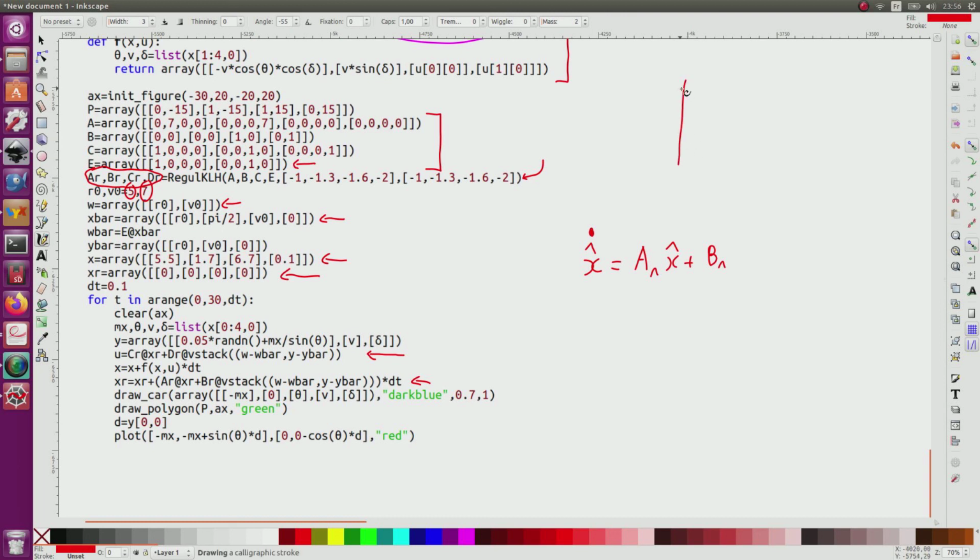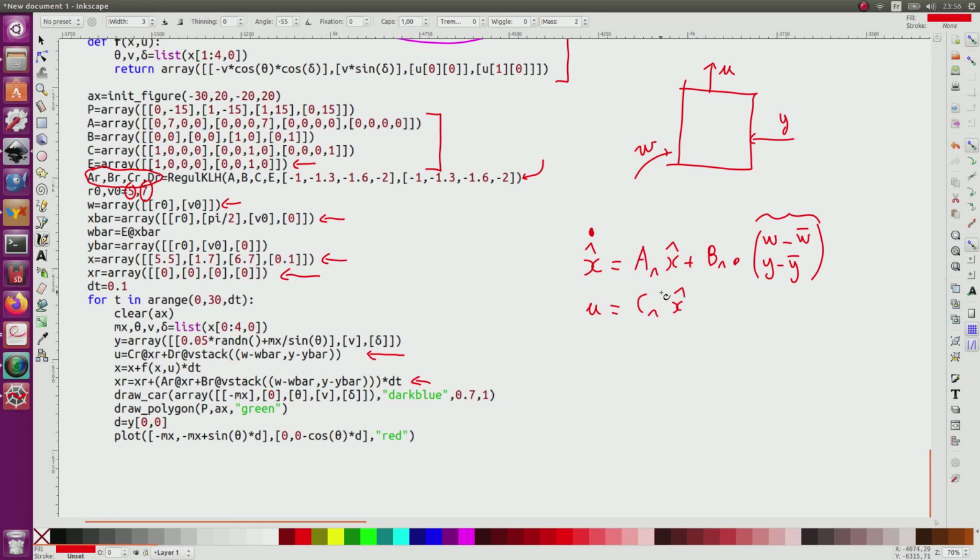But the input of my controller, so the output is u, of course, but the input is w, the set point, but also what I measure. This is why here I have to take w minus w bar, here y minus y bar, because this corresponds both to the input of my controller. And here the output is u, so I will u equal to cr multiplied by x hat plus dr multiplied also by this input vector y minus y bar.